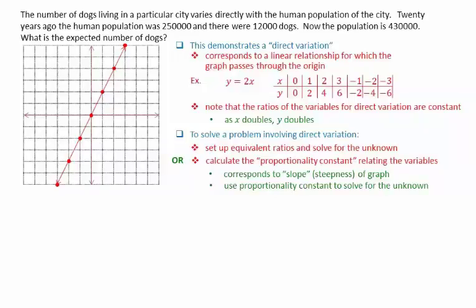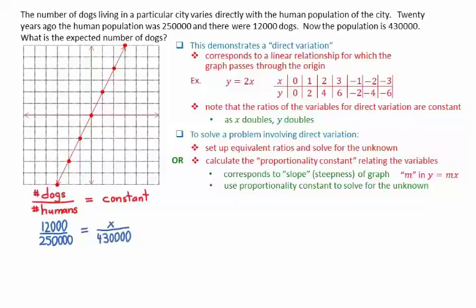For this question, we know that the number of dogs divided by the number of humans must be a constant. 20 years ago, we can say 12,000 dogs divided by 250,000 humans must be equal to what we have now, x dogs divided by 430,000 people. We now have two equivalent fractions.